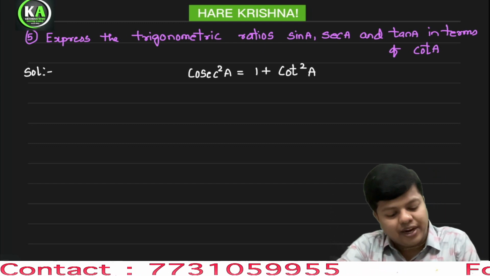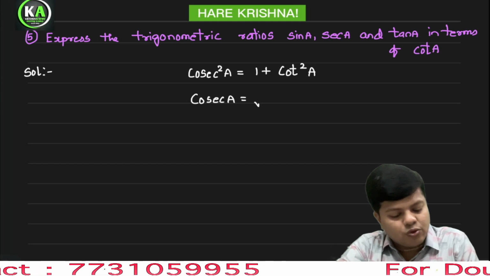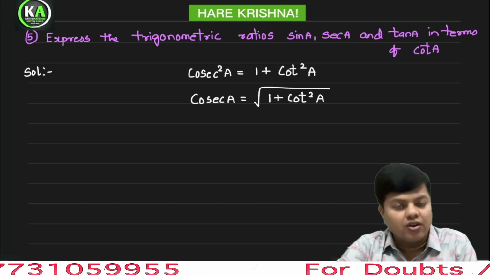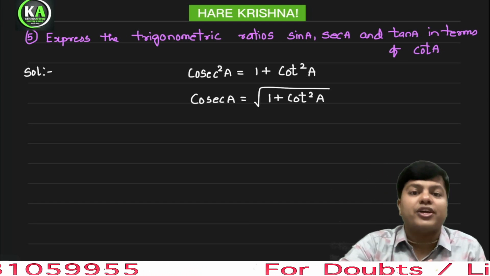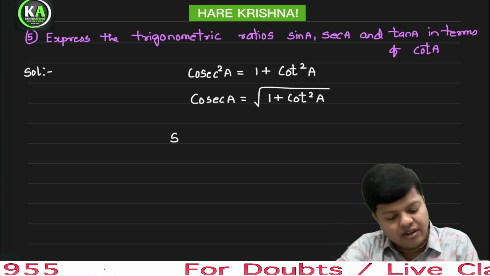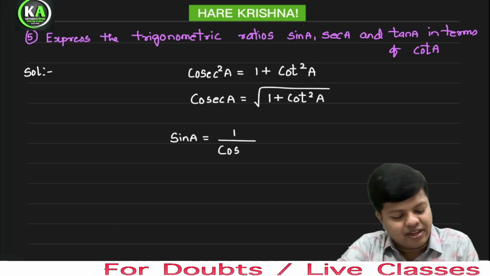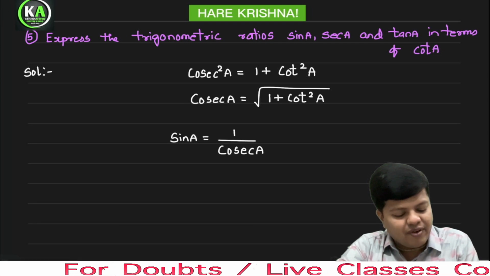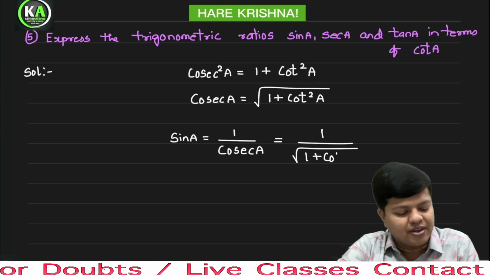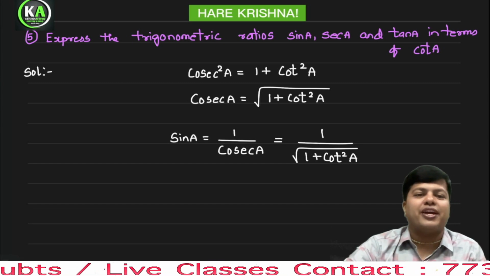So what is cosecant A, student? Write it once. What is cosecant A? It is root of 1 plus cot square A. Okay, sir. But he did not ask to express cosecant A in terms of cot A. He asked sin A. Okay, we'll start with sin A. So sin A you can write as 1 by cosecant A. Yes, sir, we can write. And 1 by cosecant A means 1 by root 1 plus cot square A. You got it. Sin A you got in terms of cot A.